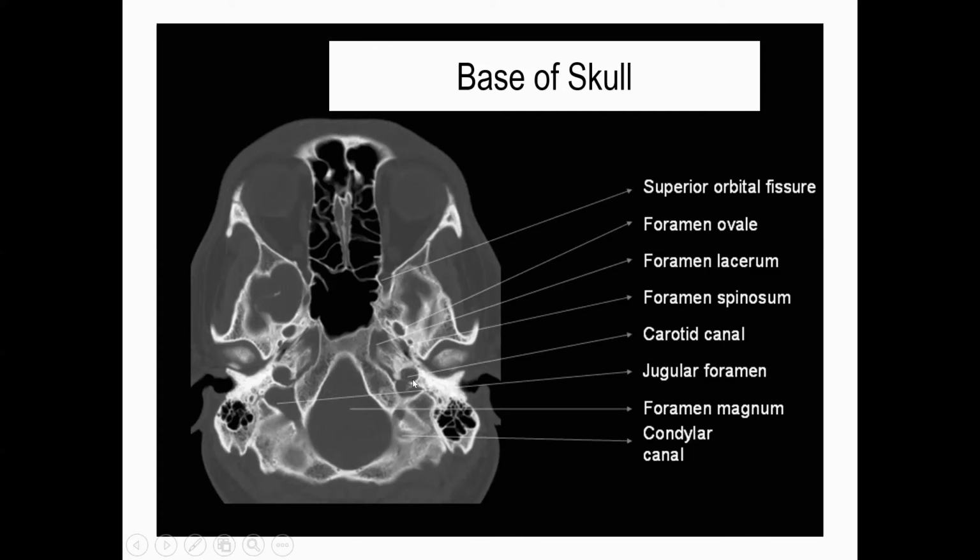This is the carotid canal. This is the jugular foramen. I will show you, I have other slides for the jugular foramen. So this is the carotid canal. This is the foramen lacerum.